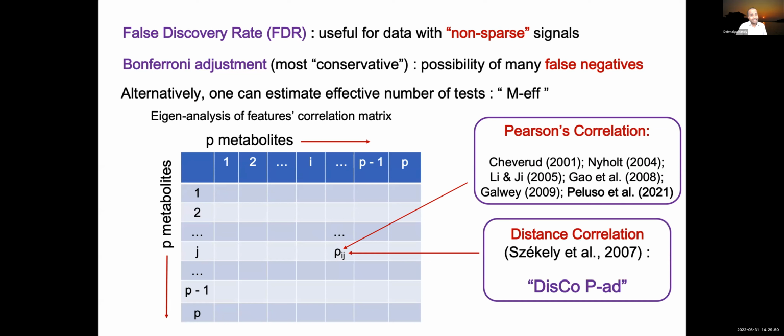What we propose instead, rather than using this Pearson correlation, which captures the linear association between two random variables, is to use distance correlation to do this eigenanalysis on the metabolite abundance correlation matrix and thus compute this M effective. How does DiscoPad perform? Let's see.